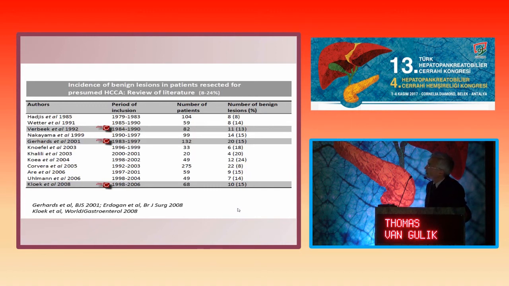In our series, at several time points, we found similar percentages of 13%, 50%, and 15% false positive results of these hilar tumors. So you could ask yourself, well, haven't we got any better in all these years in spite of improved imaging techniques? Actually, we did not, and we still have 15% of benign lesions in these tumors.